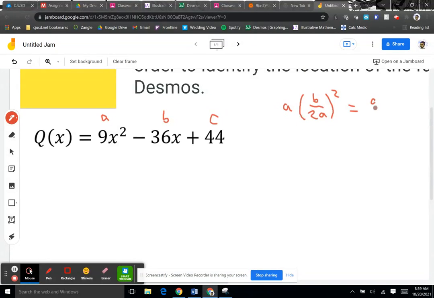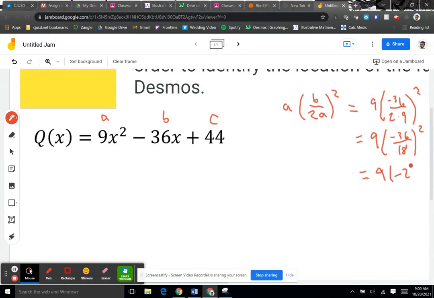A we know is 9. B is negative 36. And then we have 2 times A, so 2 times 9, and we're squaring it. And then it's just some simple math here following our order of operations. Negative 36 divided by 2 times 9. 2 times 9 is 18. So we have negative 36 divided by 18, and we're still squaring it. Negative 36 divided by 18 is negative 2.